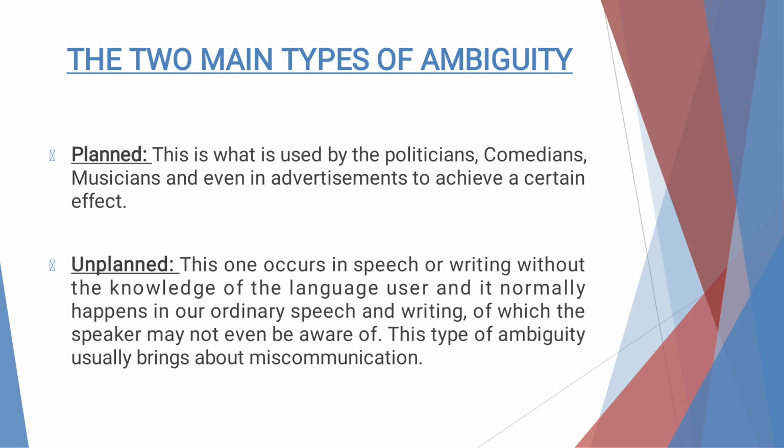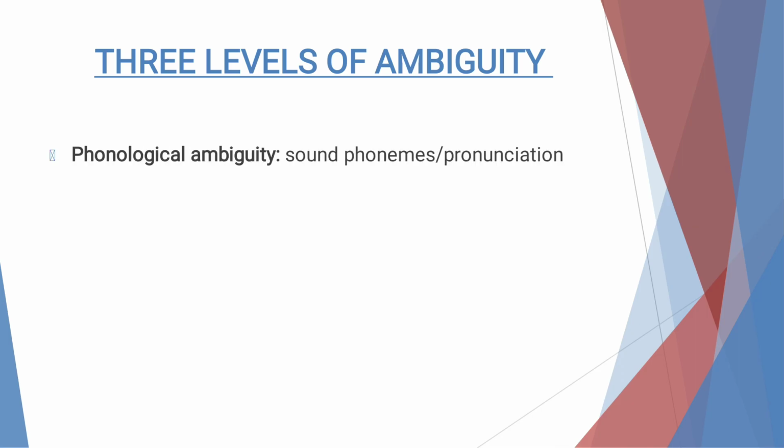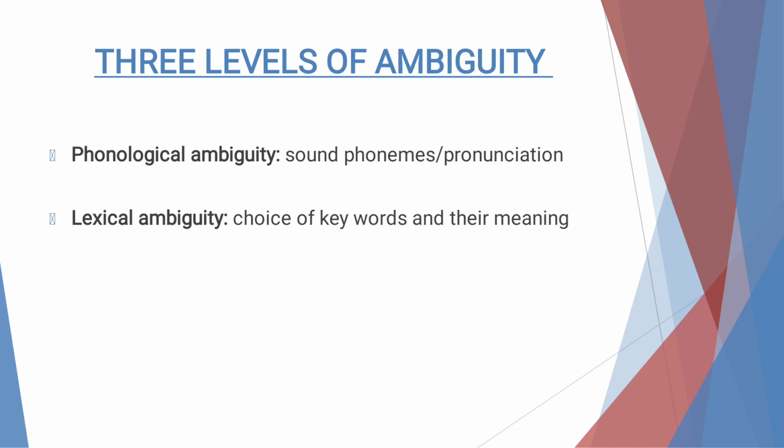Let us quickly look at the three levels of ambiguity. Number one, we have phonological ambiguity. When you talk about phonological ambiguity, the first thing that has to come into your mind is sound or phonemes, how to pronounce. We are talking about pronunciation, phonemes, phonological, sound phonemes. So we will look at it very well.